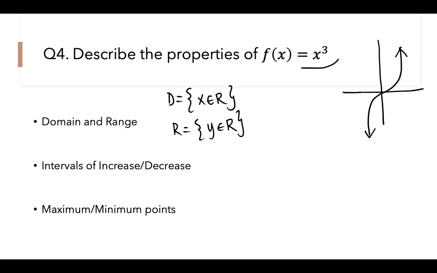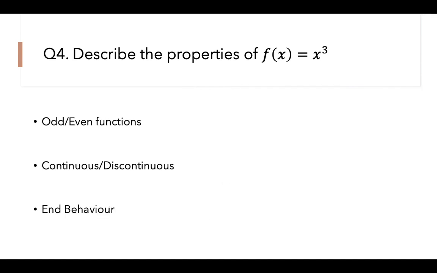Intervals of increase and decrease. In order to do that, find the turning point. But as you can see in this graph, there's no vertex. There's no turning point. So therefore, there are none. Are there any maximum or minimum points? No, there's none because we don't have any turning point, meaning there's no vertex. Okay, let's draw this.